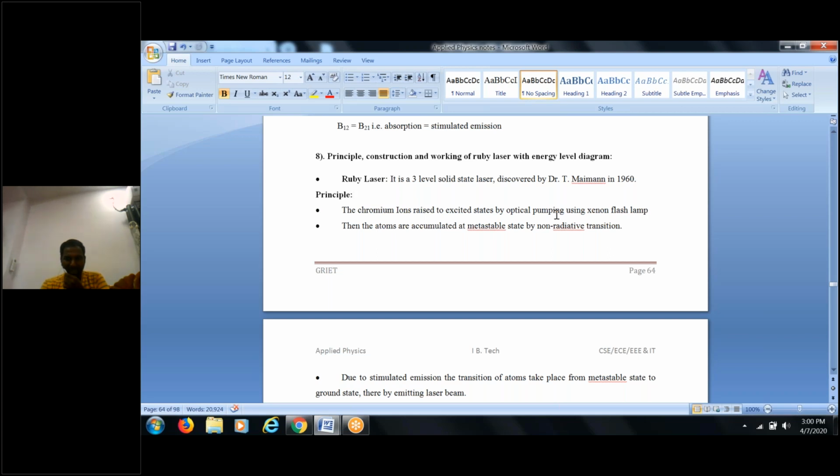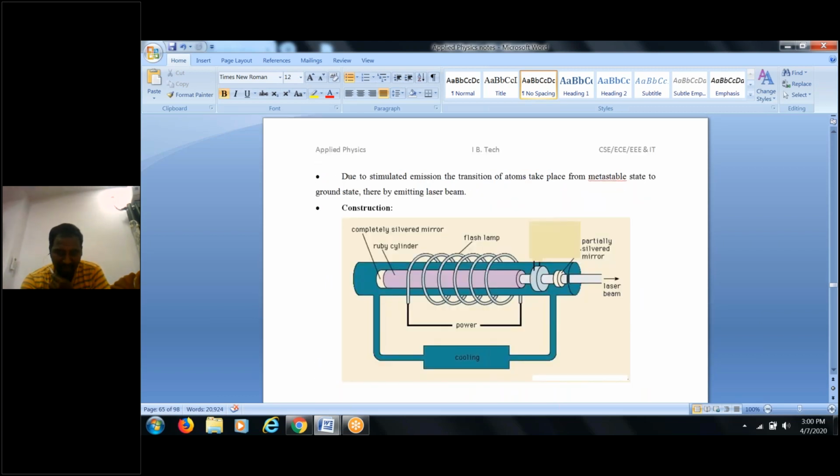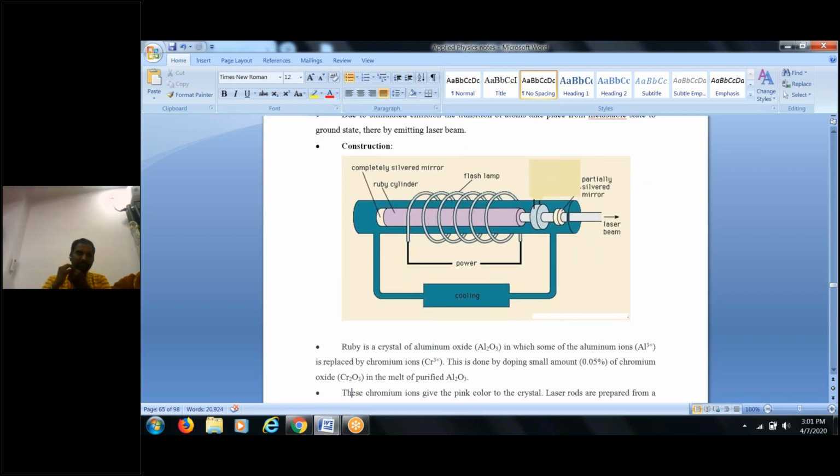a strong source of light. As a result, the chromium ions will absorb light, thereby they will be raised to the higher energy levels. Once the chromium ions are present at higher energy levels, we are achieving population inversion. Once population inversion is there, very easily you can conduct the process of stimulated emission. During the process of stimulated emission, once again the story repeats. What are you getting? Coherent photons. Once you are getting continuous coherent photon emission, such light will be called laser light. Due to the stimulated emission, transition takes place from higher energy levels to lower energy level by emitting laser light. Then this is the construction.